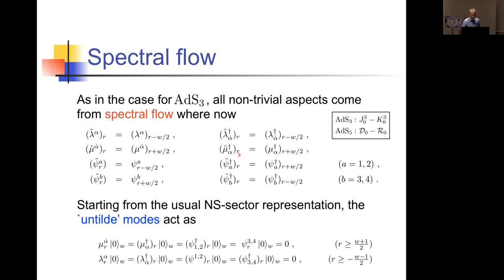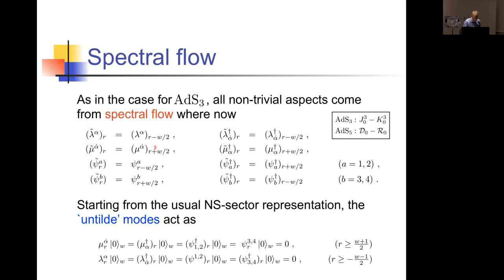You should shift these modes up and down depending on their eigenvalue under D_0 minus R_0, where D_0 and R_0 are the familiar generators that appear in PSU(2,2|4). And then we do exactly the same as before, except here it's slightly more convenient to start from the Neveu-Schwarz sector, but that's a rather minor technical issue. So we start with the Neveu-Schwarz sector ground state. We start with them being half integer moded. So with respect to the tilde modes, all the positive modes annihilate and all the negative modes create.